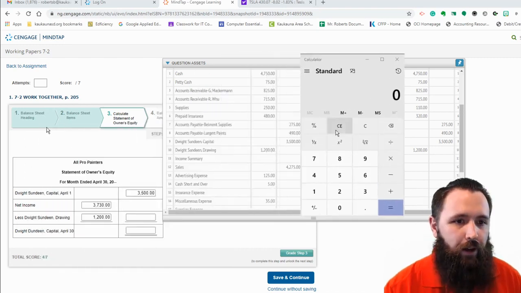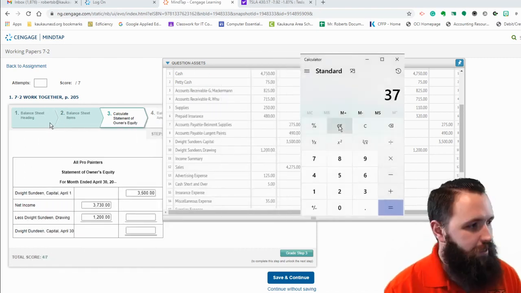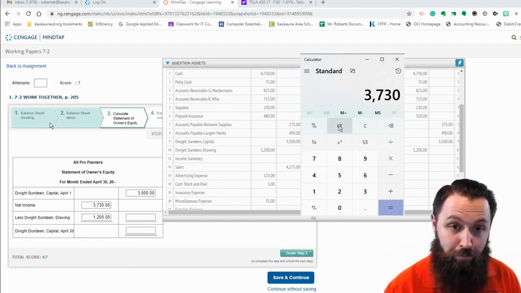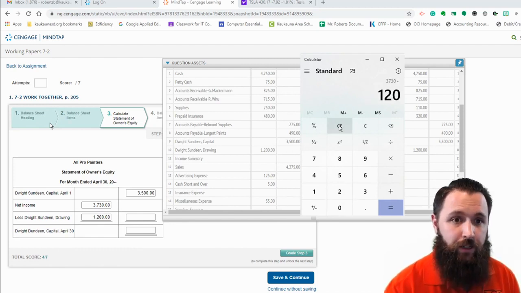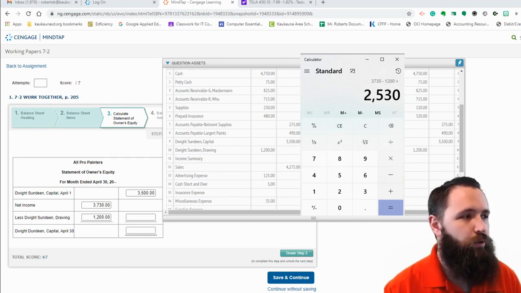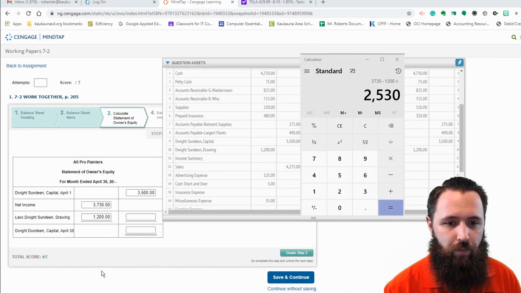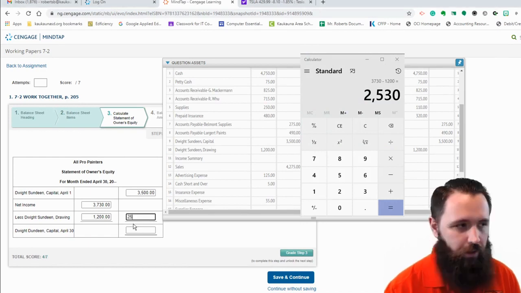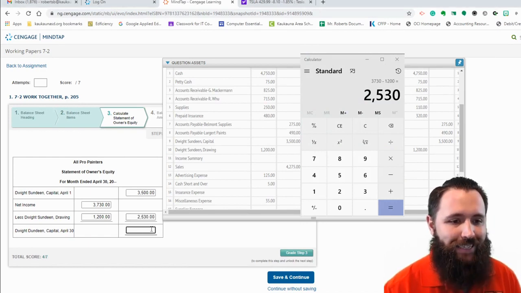All right, so let's go ahead. 3,730 minus, remember, the drawing is going to negatively affect our capital. So we have 2,530. Let's put 2,530 in here. And now what we need to do is calculate our new capital for April 30th.